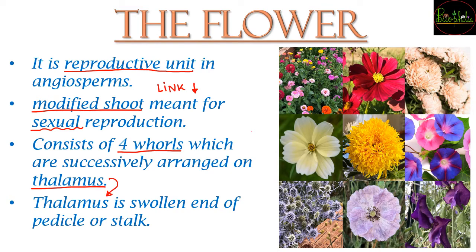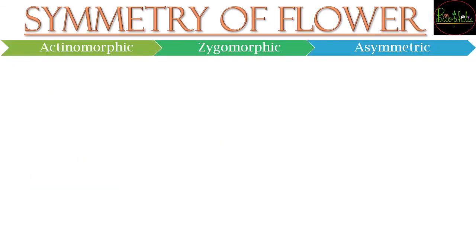Thalamus is going to be the swollen end of the peduncle or the stalk. So whatever the stalk you draw before drawing a flower, और ये जो ऐसा bulky substance होगा, this is going to be your thalamus, and over that you will have your petals and you will have your other whorls of the flower. So what is the symmetry of flowers?